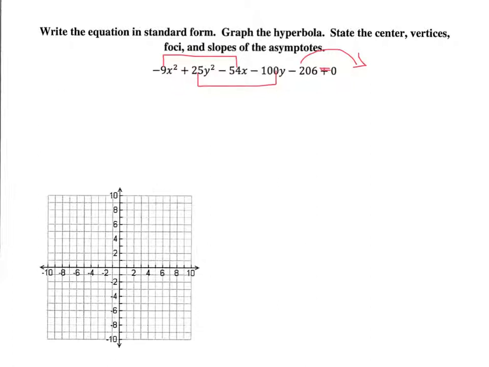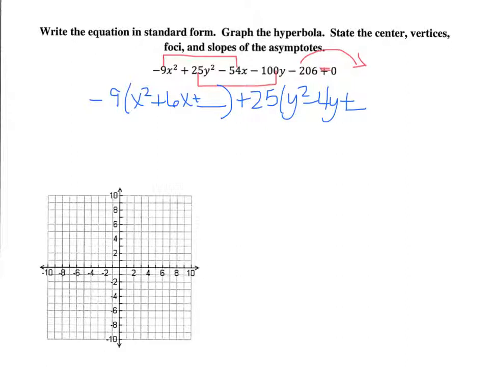So rewritten, factoring -9 from those x's and factoring 25 from those y's all together, that gives us -9 times x squared plus 6x. Be careful with your signs. Plus a blank. And with the y's, factoring plus 25 times y squared minus 4y plus a blank for your perfect square trinomial is equal to 206 plus the blank for the x's plus the blank for the y's.